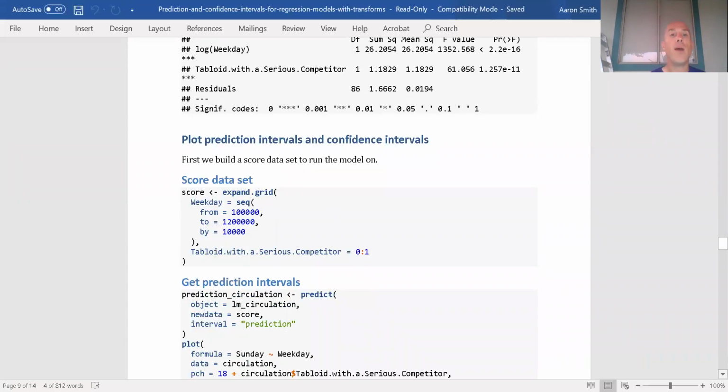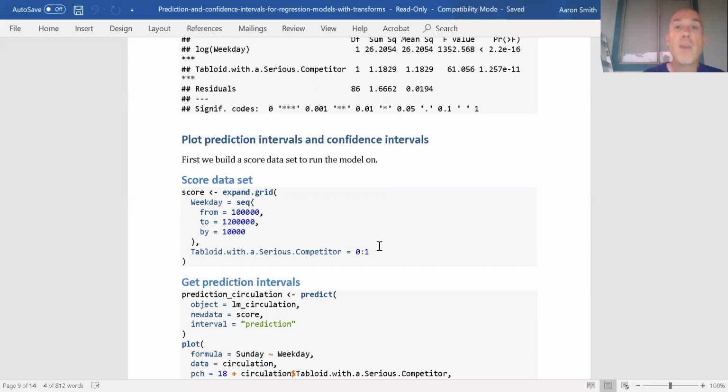All right, so now let's go ahead and get the prediction intervals and confidence intervals. Okay, so I want to put lines on my scatter plot so I can visually see the prediction intervals and I can visually see the confidence intervals. So what I'm going to do, I'm going to make a new set of weekday values, and I'm going to use those generated values to create a new data set, and then I will run the predict function with the model on that data set.